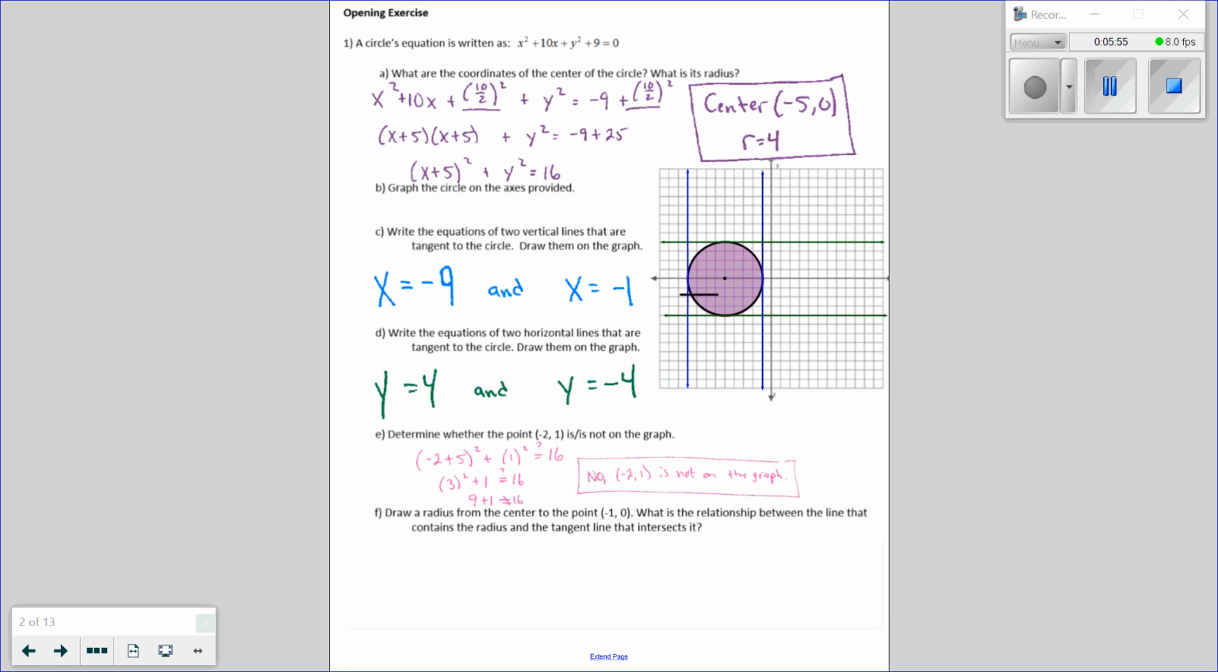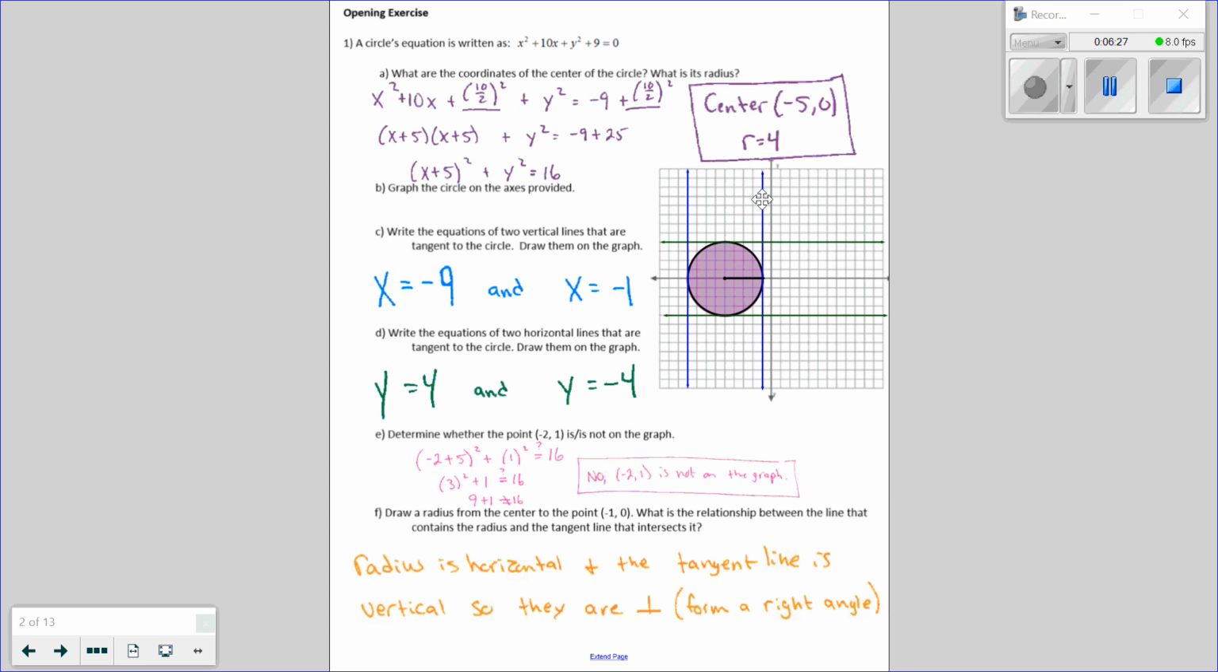Here's my radius. So if I take my radius and draw it horizontally from the center to the end of the circle, it is perpendicular to the tangent line that we drew earlier in this question. So the radius is horizontal, the tangent line is vertical. That means they are perpendicular or form a right angle. That is true about every radius and every tangent line.